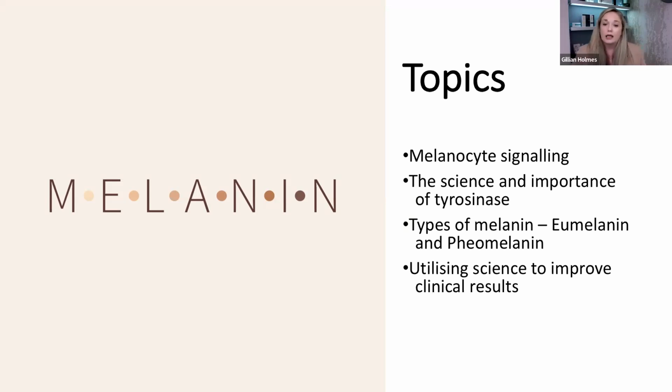We're also going to look at types of melanin. So when we produce hyperpigmentation, we actually produce two different types of melanin. So we're going to look at the differences between the two. In particular, we have eumelanin and pheomelanin. So if you haven't heard of these before, they produce two different colours of pigmentation, and that determines how the skin then looks when melanin is stimulated. So of course, we then want to look more closely at utilising the science that we know to improve potentially the clinical results that we can achieve.